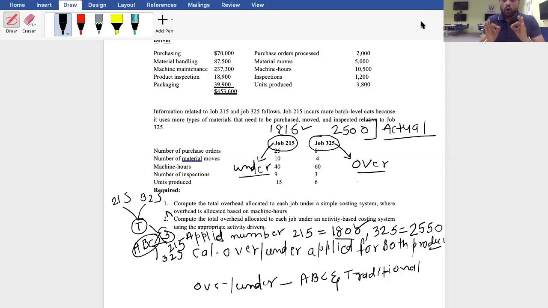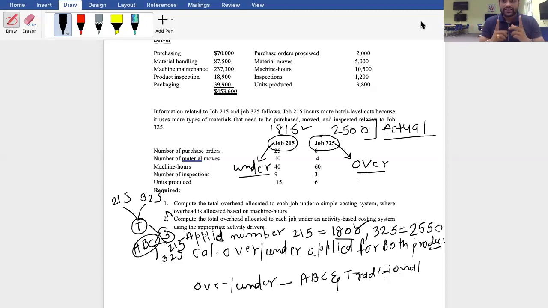So remember, over and under applied, we use it only with traditional and activity-based costing. All right. So over and under applied, do not use it for the direct distribution method, step-down method, or algebraic method, meaning service cost allocation. We don't use it for that. That question is separate. But learning outcome 6 and 7: 6 is ABC and traditional and 7 is over and under applied. It's part of the same question.